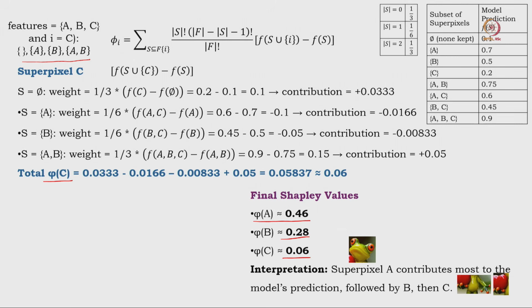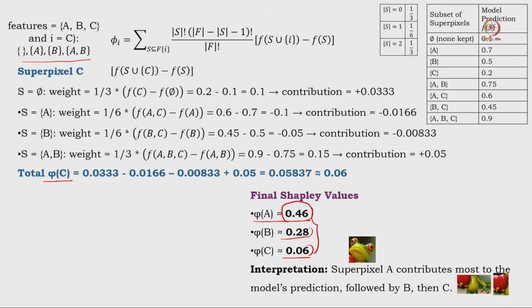Now, what we understand from these values is that superpixel A contributes the most to the model's prediction, followed by B, then followed by C. It is explainable AI, right? What is explainable AI?